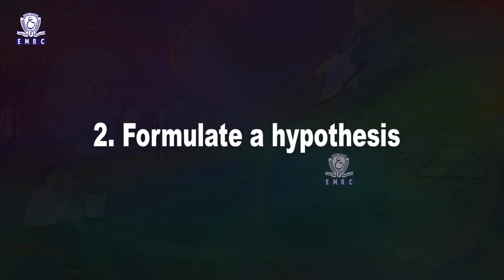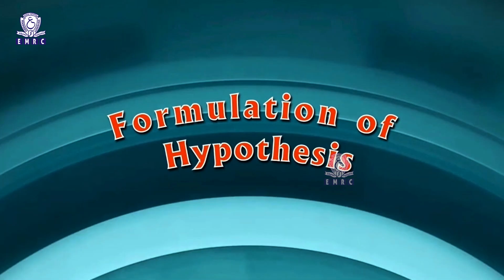The second step is to formulate a hypothesis. The next step in the experimental method is the formulation of the hypothesis that strict supervision may lead to less copying in examination as compared to relaxed supervision.